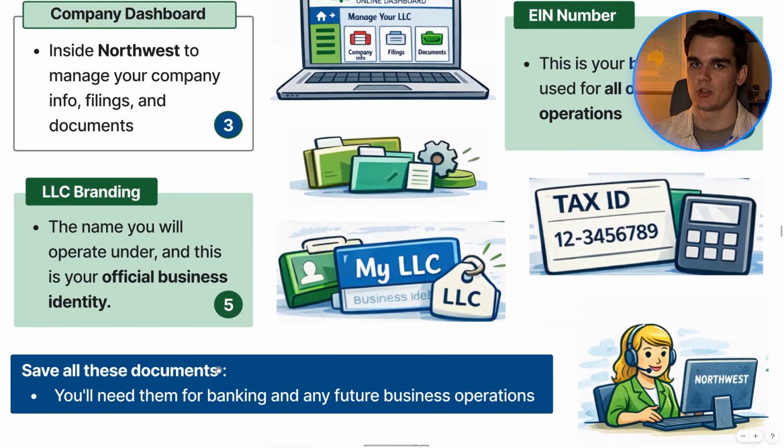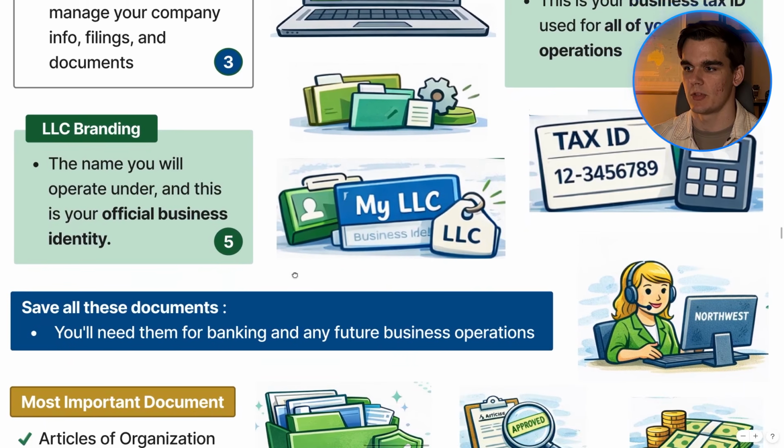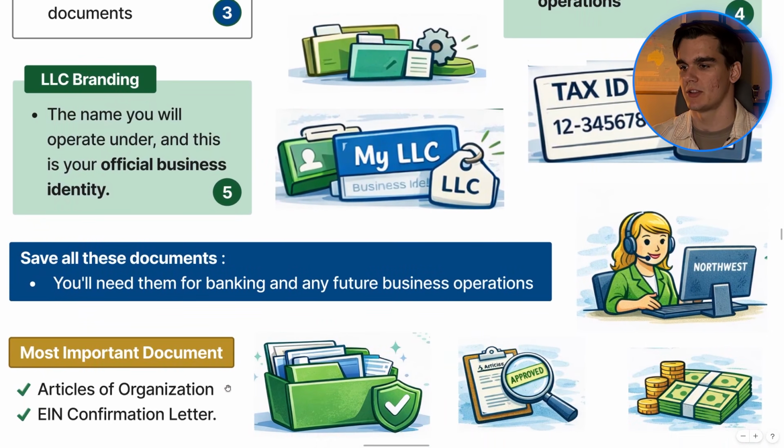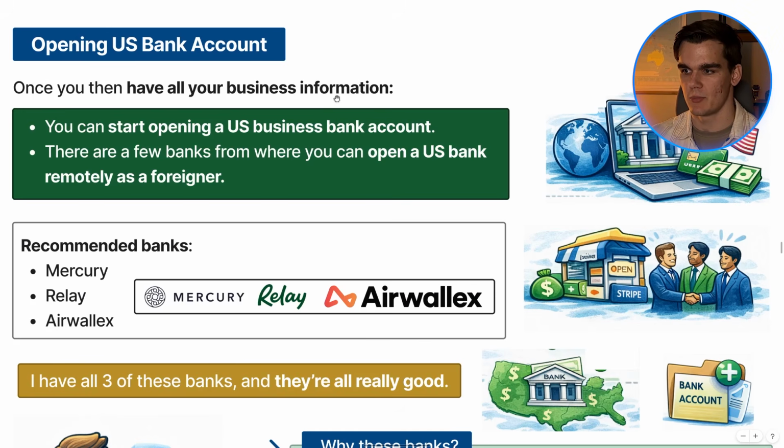Make sure to save all these documents. You need them for banking and any future business operations as well. The most important ones are your articles of organization and your EIN confirmation letter. Once you then have all your business information, you can start opening a US business bank account.